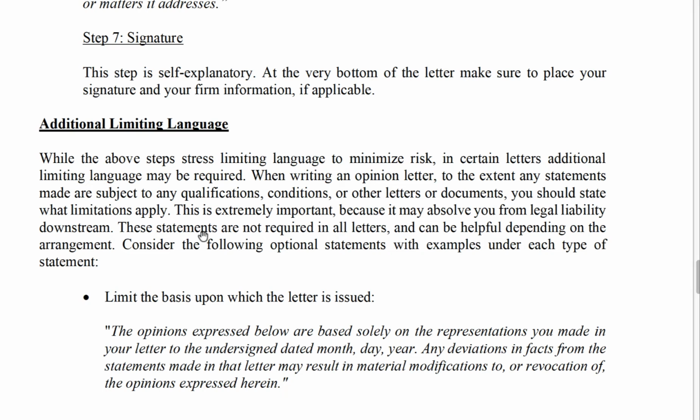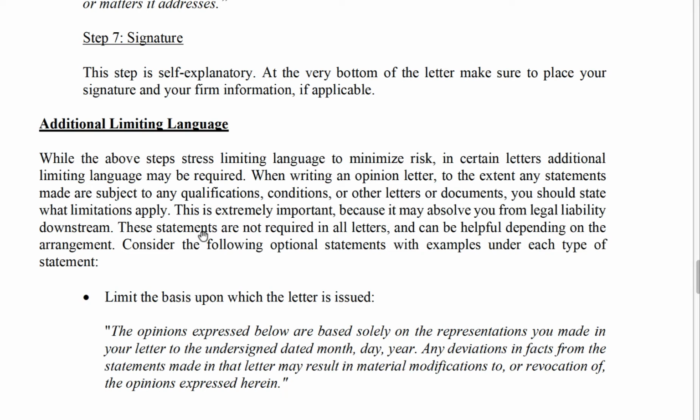So while the above steps do stress the limiting language to minimize risk, there's certain additional limiting language that you might have to put in there. If you don't have to put it in there, again, you're going to see the language that I'm going to show you in different examples is very, very harsh, but you need it at certain times. If you don't have to be as harsh, don't be as harsh. You still might want to get some of this stuff in there, but you want to be careful about how you put it in there, okay?